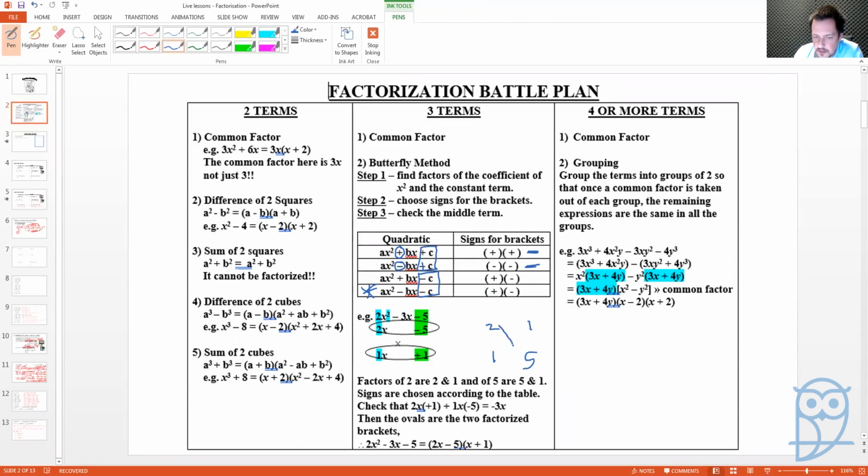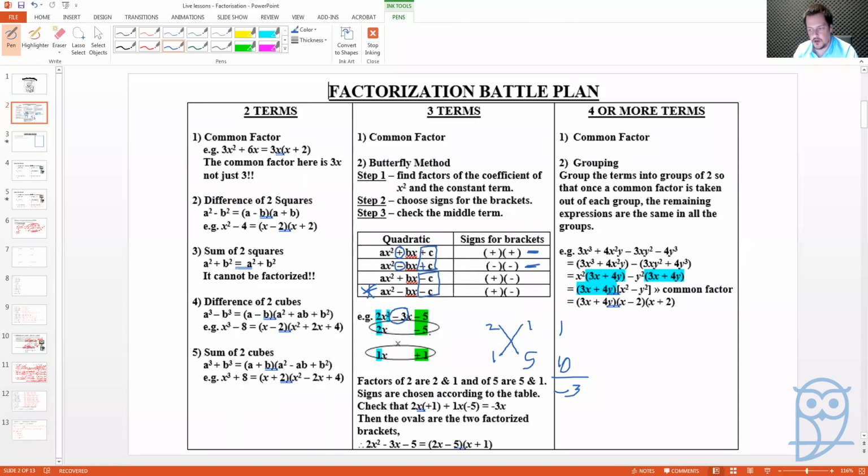Now we have to multiply these, cross multiply them, and then see how we can get this middle term. So 2 times 5 gives me 10. 1 times 1 gives me 1. And I need to now choose a plus or a minus sign that can give me an answer of -3, because that is my coefficient of x.